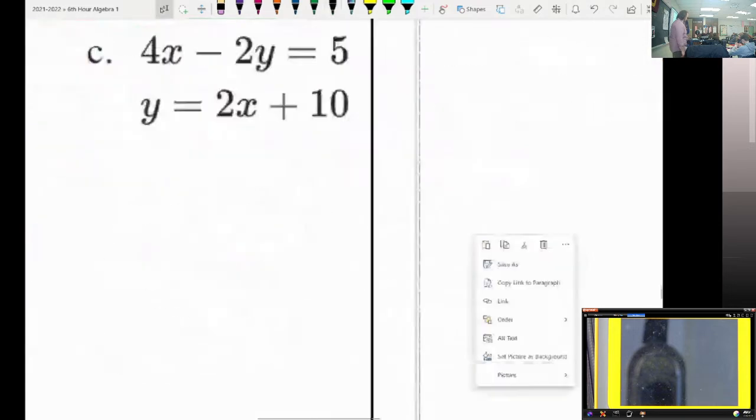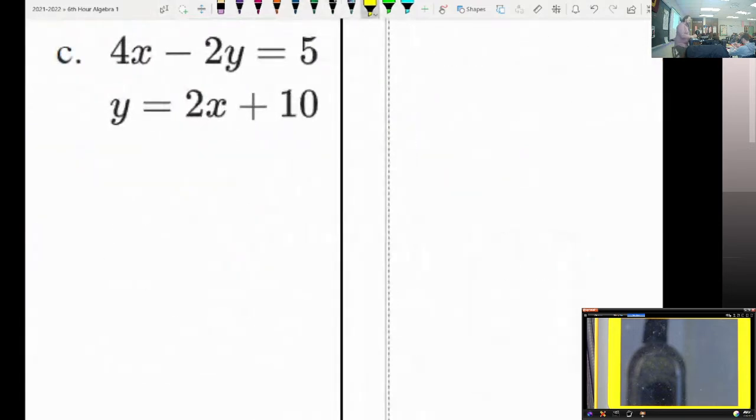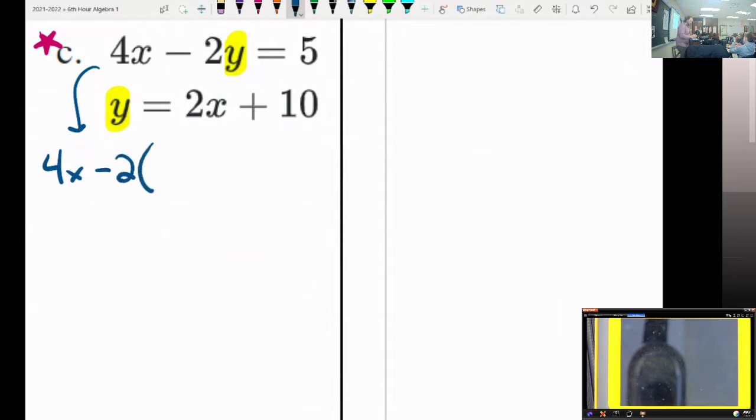Question C. One more time, we've got another substitution system. Y is equal to 2x plus 10, although I'm going to put a star on this problem because an interesting thing is about to happen with it. Maybe you already know what's going to happen. We're going to replace that y with 2x plus 10. We're going to take the top equation this time. 4x minus 2 times y equals 5. Again, we're replacing the y with 2x plus 10 because y is 2x plus 10. They're the same thing.